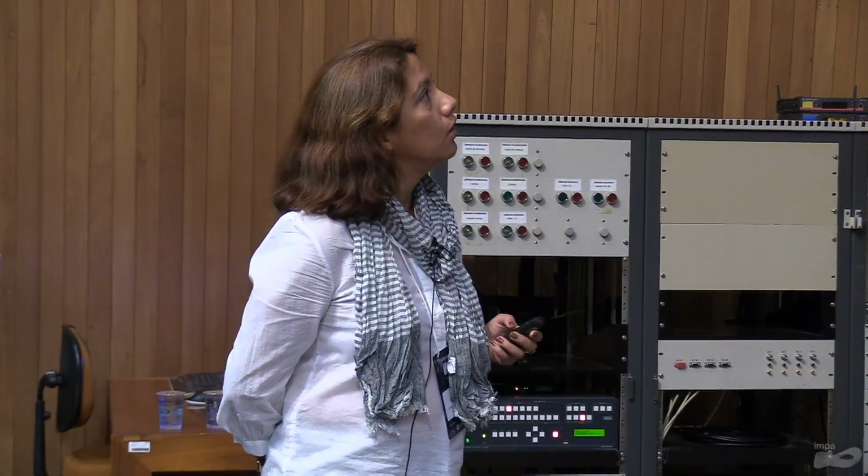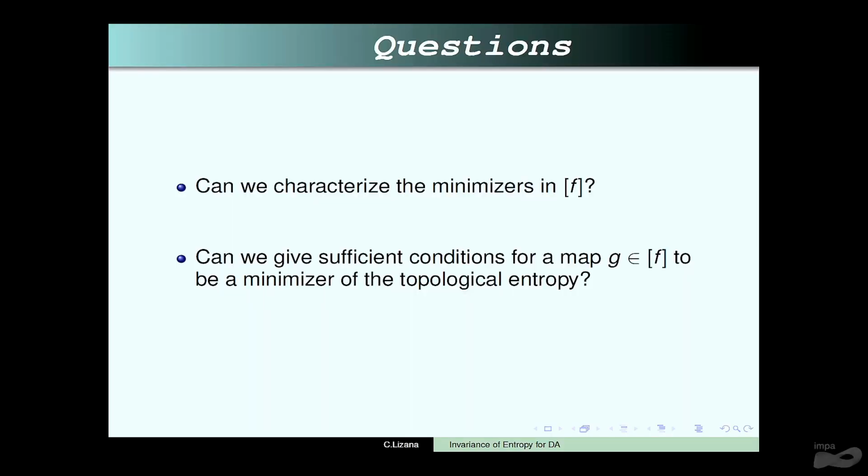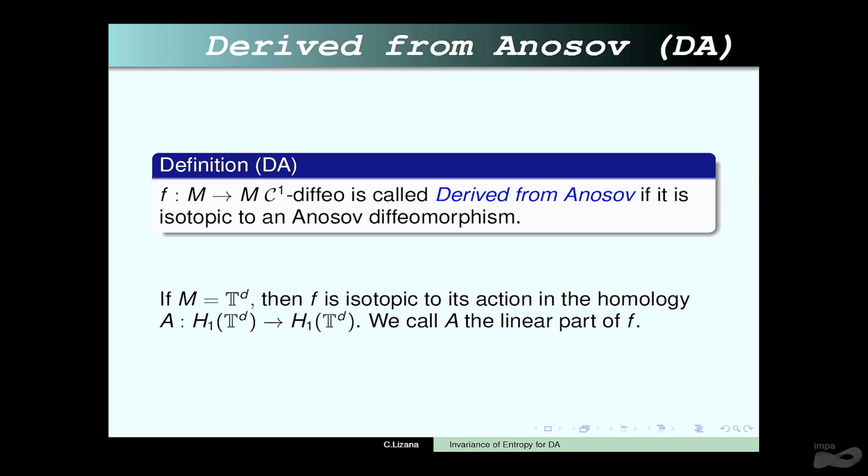So the question is, what happens in higher dimension? The natural question is, can we characterize these minimizers, or can we give some sufficient condition to find this minimality, this representative diffeomorphism in the class that has the least complexity in terms of topological entropy? What is derived from Anosov? It's just a diffeomorphism that is isotopic to an Anosov. Okay? So that is the setting we are working in.